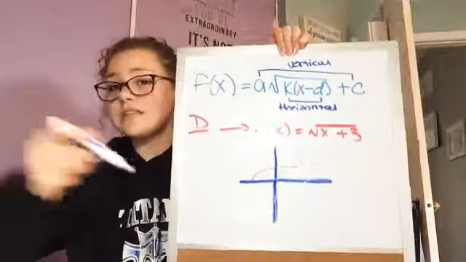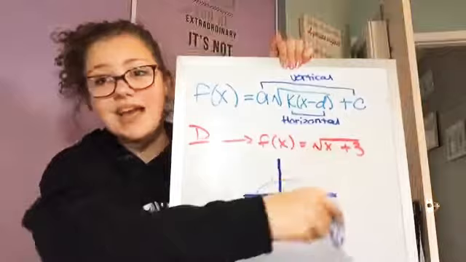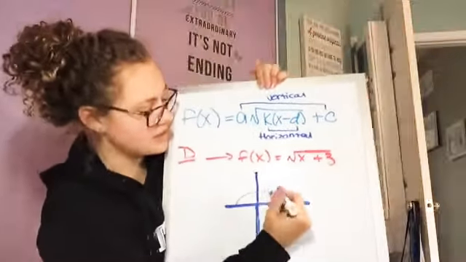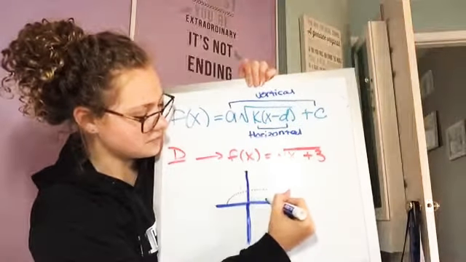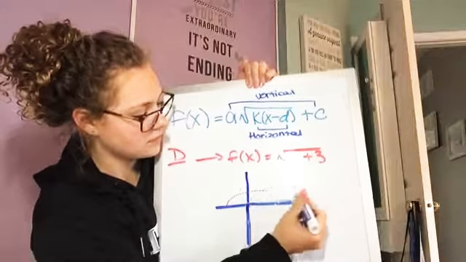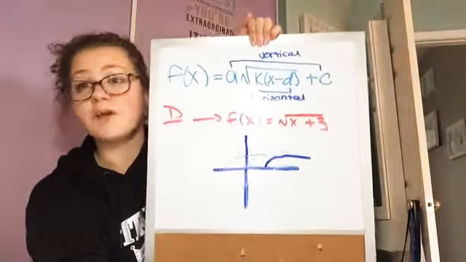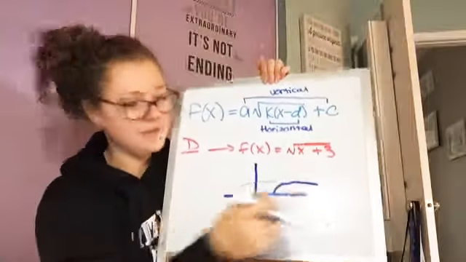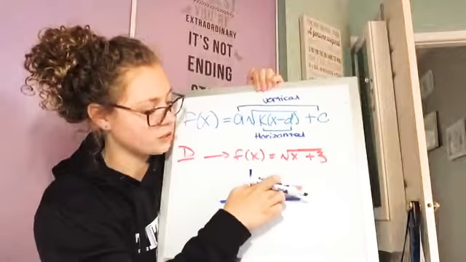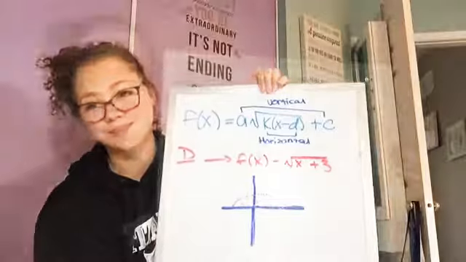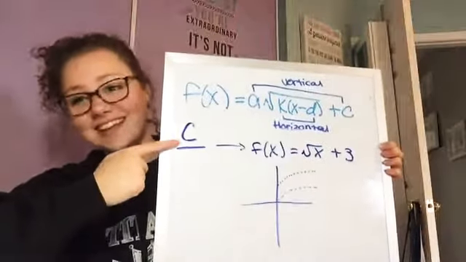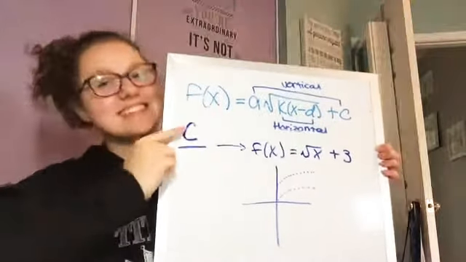Now, if it was to be x minus 3, then it would be moving to the right, which means that it would look something like this. Just that darker line there. But because we don't want to worry about that and we're moving it to the right, I'm just going to erase that right there. As you can see, our last letter is c.